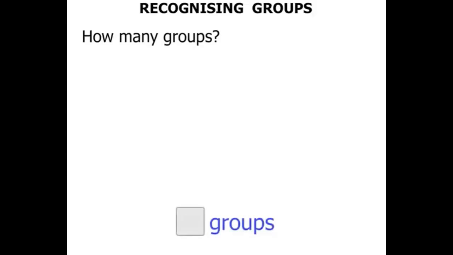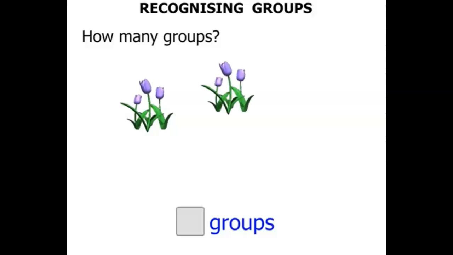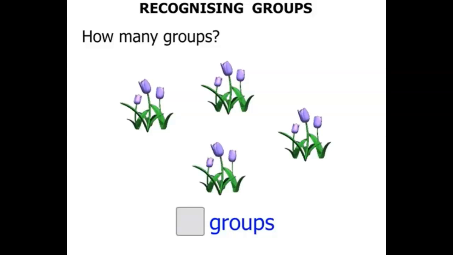Recognizing groups. How many groups? We'll write our answer down here. One group of flowers. Two groups of flowers. Three groups of flowers. Four groups of flowers. We've got four groups.